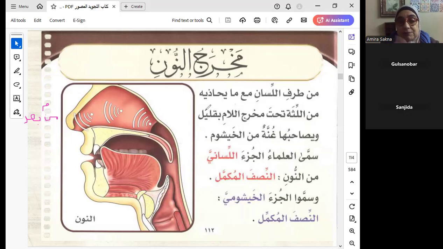So this is the story of the two ways of applying iqlab, or flipping to meem, and then the oral hiding, ikhfa shafawi, of the meem. Okay? We were supposed to take crop today, but I find this story took some time, so we are going to move to the examples of noon. Okay?